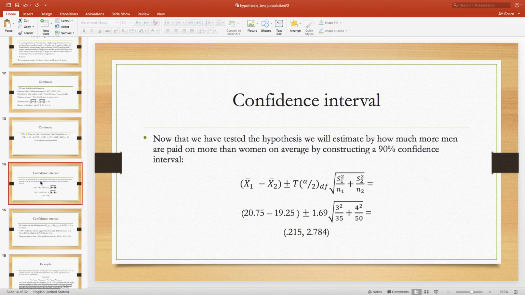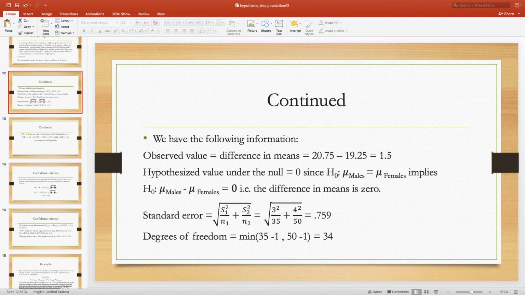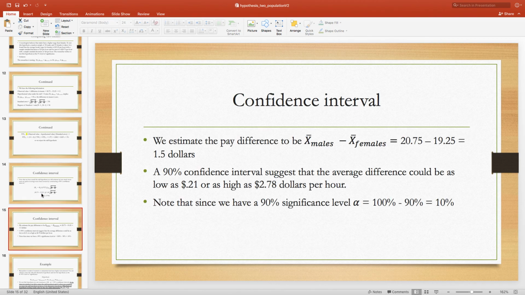Okay. So now that we've rejected the null hypothesis, we will estimate by how much more, on average, men are paid than women. We'll do this by constructing a 90% confidence interval, which will allow us to say what we think the lower amount is and what the upper amount is. Now, the estimated difference is just that difference in means. That's given right here. It's this $1.5 per hour. That's the estimated difference. But there's some variability.